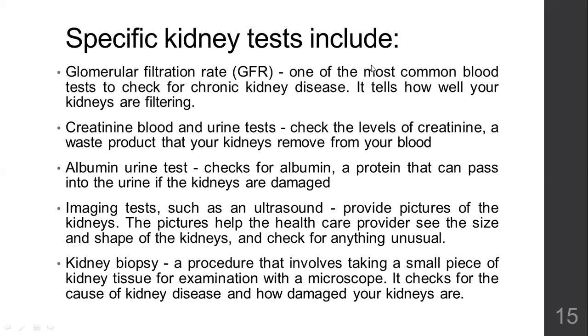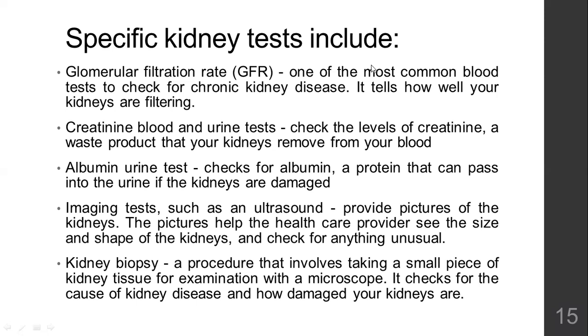Then albumin urine test. It checks for protein in your urine. Albumin is a bigger sized protein, and only if the kidneys are damaged can albumin pass into the urine. Otherwise, albumin cannot, as its size is a little bit bigger. It cannot easily pass through the nephrons. But if you find albumin in your urine sample, it means albumin is able to pass through the nephrons. So somewhere inflammation is taking place. Somewhere the nephrons are damaged.